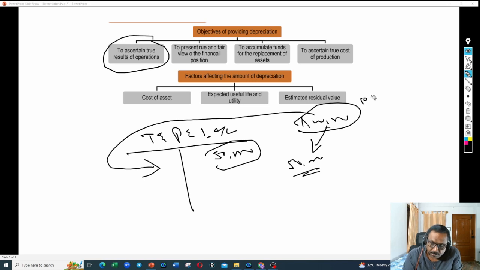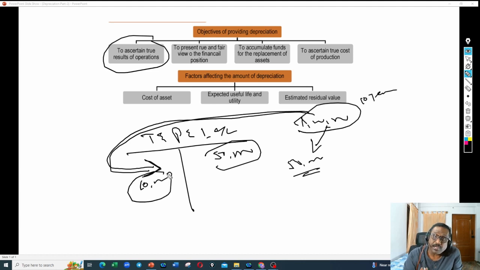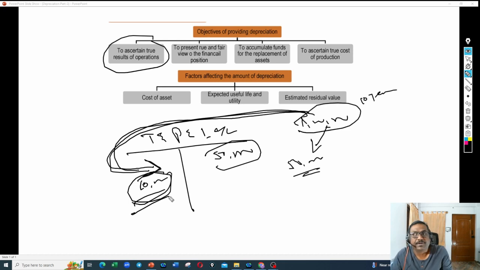Suppose the useful life of the asset is 10 years, the proportionate cost is going to be 10,000. 1 lakh divided by 10 years is 10,000. So the proportionate cost of this 1 lakh also has to be debited. We already discussed that the proportionate cost of this asset is called depreciation, and that depreciation has to be debited. If I don't debit it, I'm not ascertaining the true results of my operations.